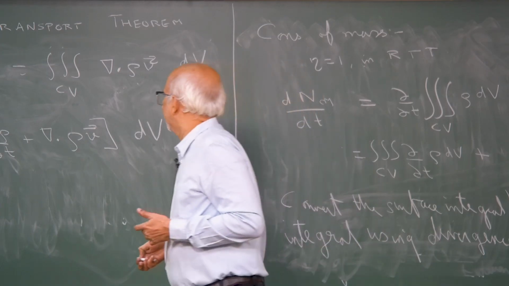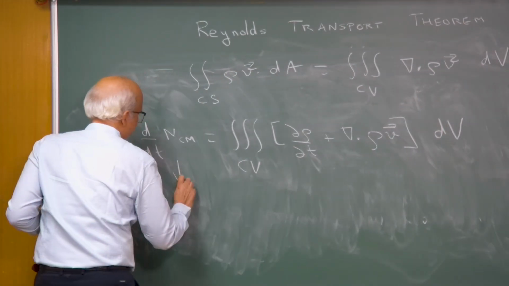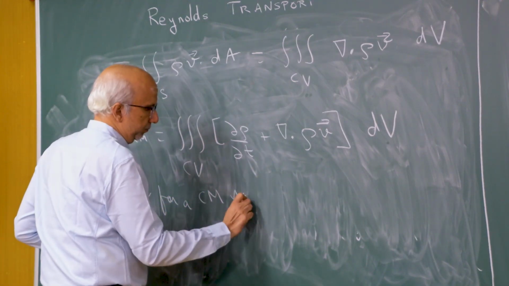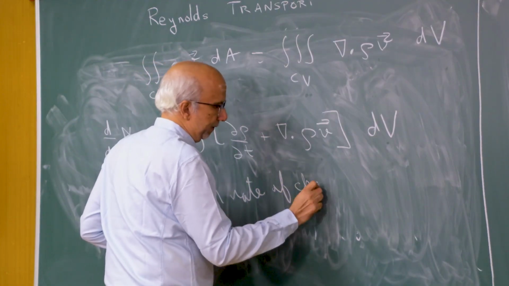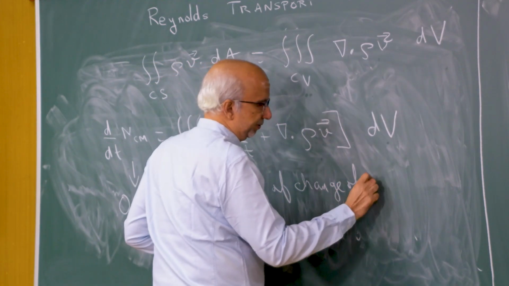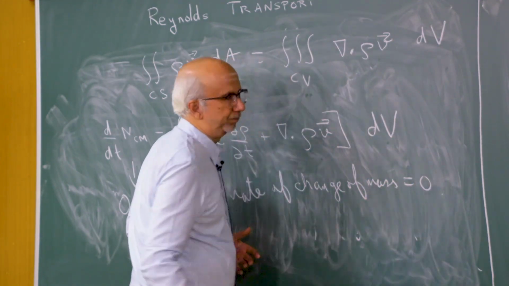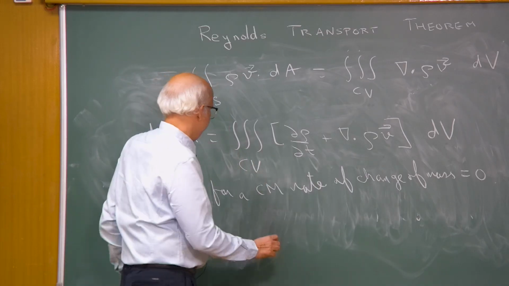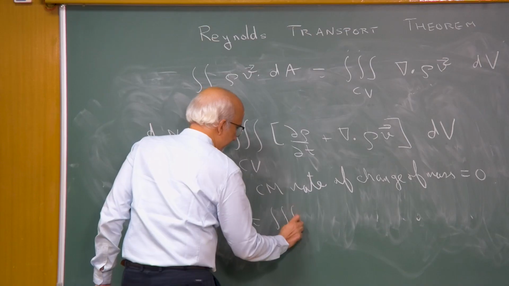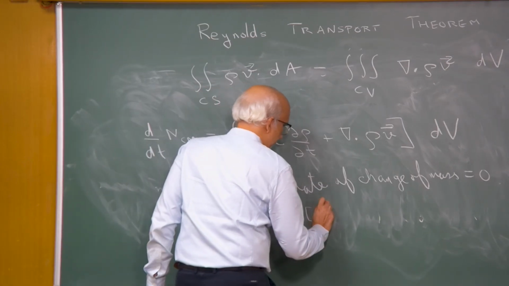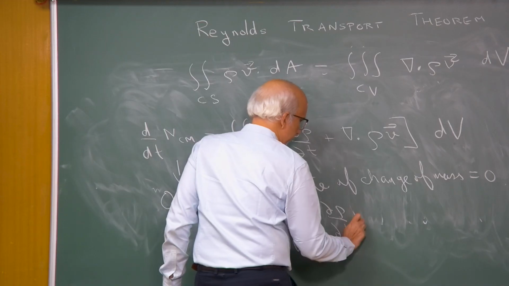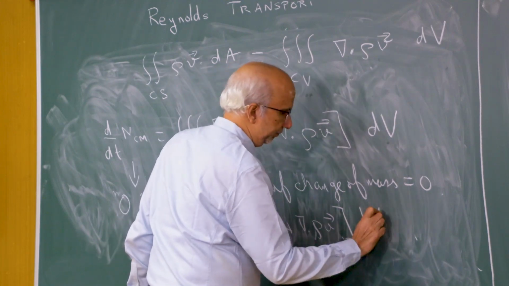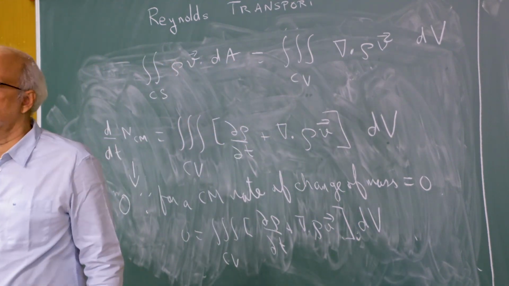So, this left hand side here is 0 because for a control mass the rate of change of mass equals 0. And what this means is I have 0 equals the triple integral over the control volume of d rho by dt plus divergence of rho v dV.